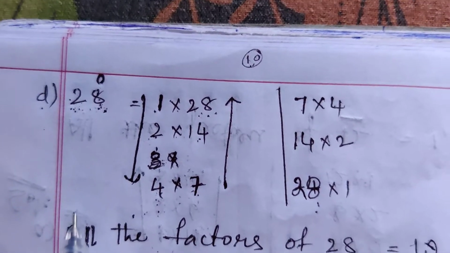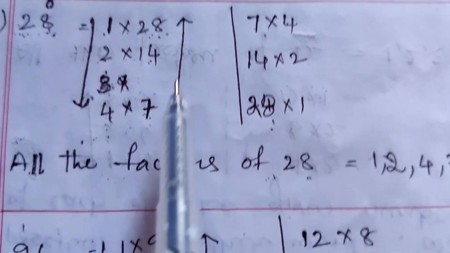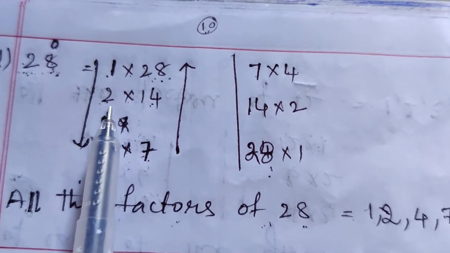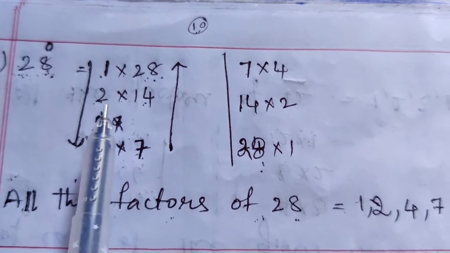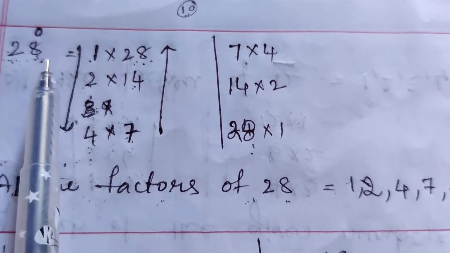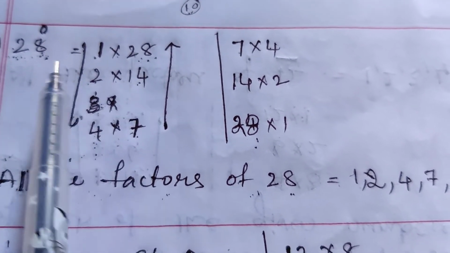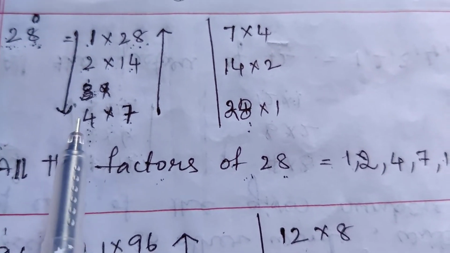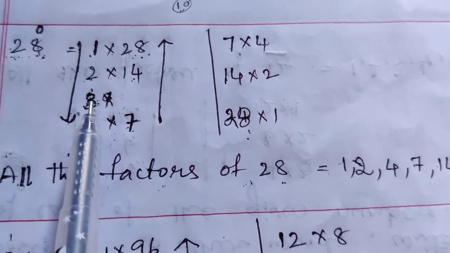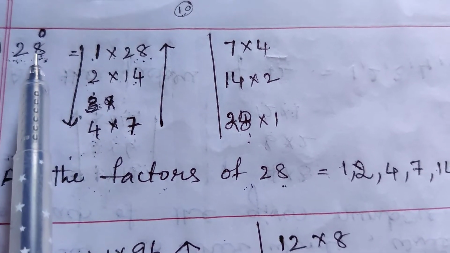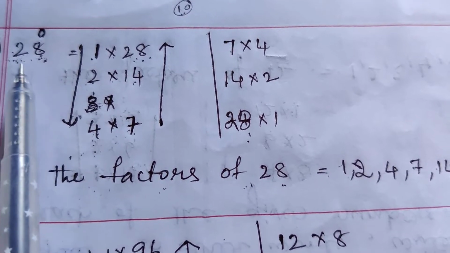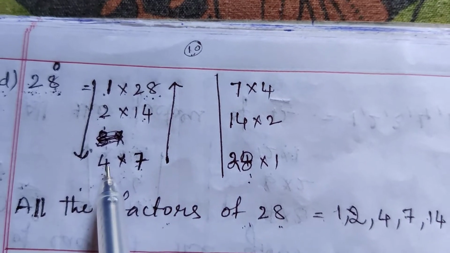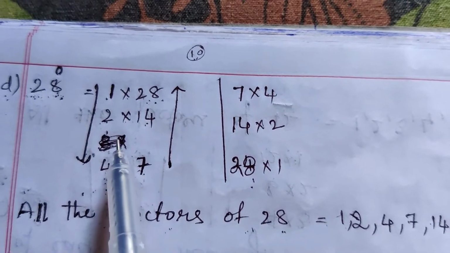In the same way, now 28. Again starting from 1 into 28. Next, do we get it in the 2 table? Same, check. The ones place is 8, so it is 2 into 14. 2 ones are 2, 2 fours are 8. Next, do we get it in the 3 table? No. 3 nines is 27. 8 plus 2 is 10. 10 will not come in the 3 table, so you won't get it in the 3 table. Right? Now 4. 4 sevens are 28.